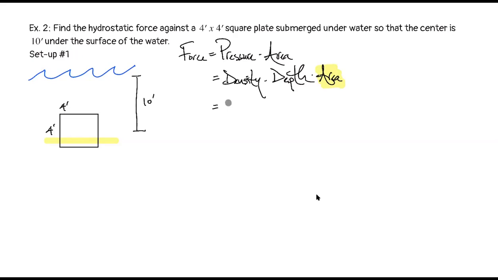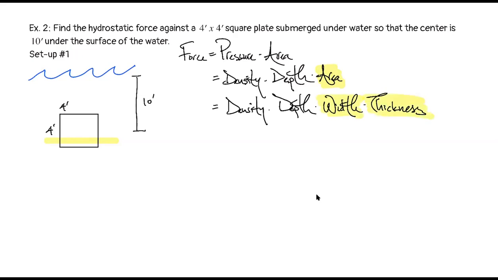So if we were to expand this, we've got density times depth times the width and the thickness, right? Because the width and the thickness make our area, okay? Width and thickness are what make up the area.